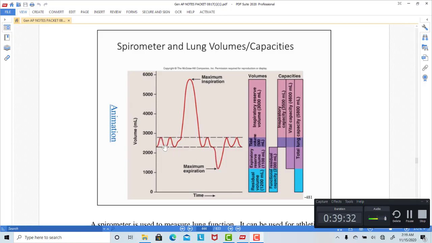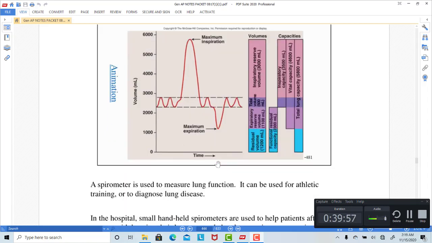But this little short up and down of about, what does it look like? About 500 milliliters, that's your quiet breathing, your tidal volume. But I'm not going to expect you to know these terms or these numbers. That's more for advanced A&P, but it's just worth mentioning that this is how we test lung function, is by looking at these numbers and seeing how they compare over time.